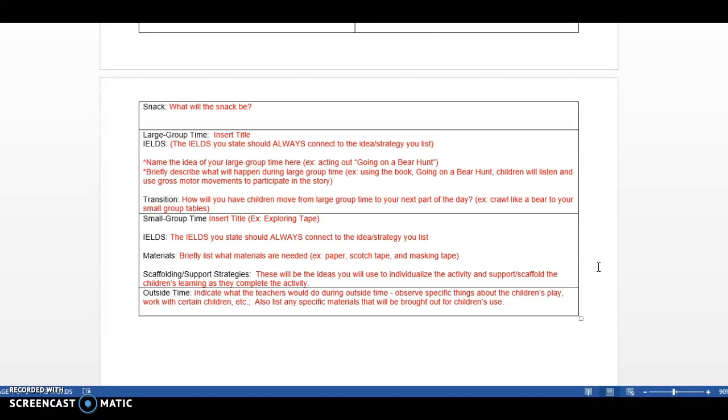After large group, you can see in that same box it says transition. So think of a specific transition. How will you have your students transition from the large group time into the small group time? So again, find an example, put it in there.